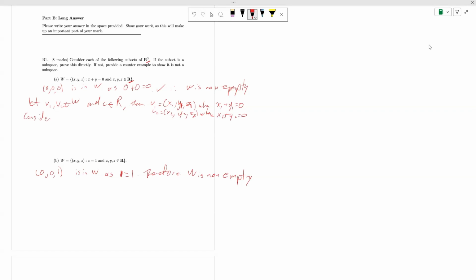Consider CV1 plus V2. CV1 plus V2 equals C times X1, Y1, Z1 plus X2, Y2, Z2, which equals CX1, CY1, CZ1 plus X2, Y2, Z2, which equals CX1 plus X2, CY1 plus Y2, CZ1 plus Z2.